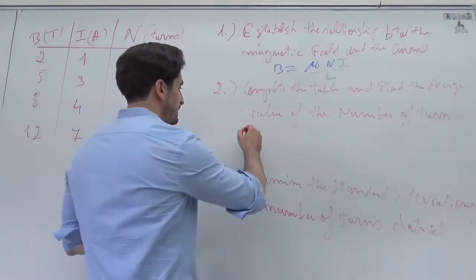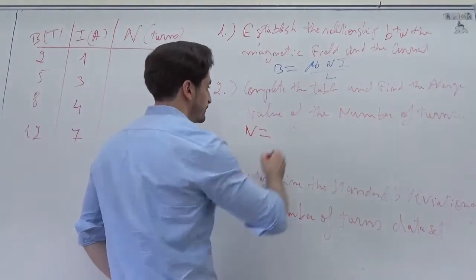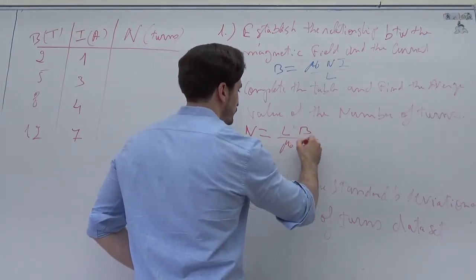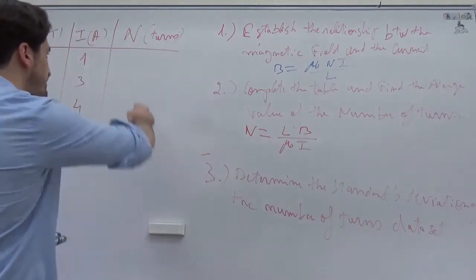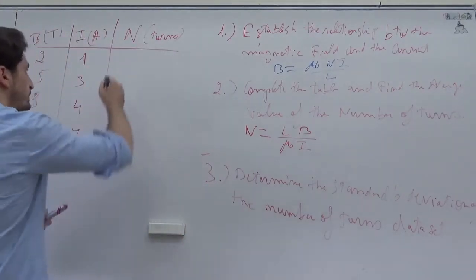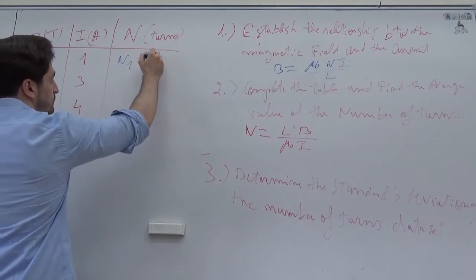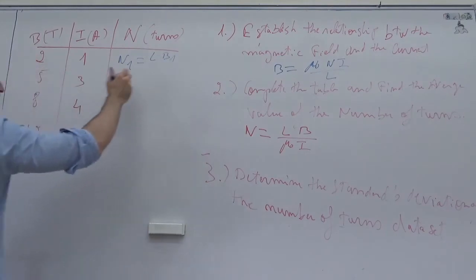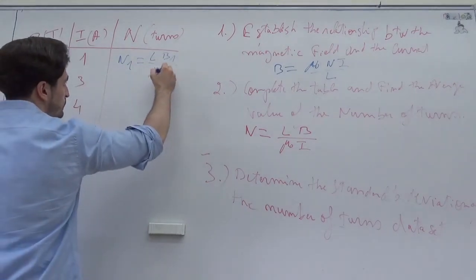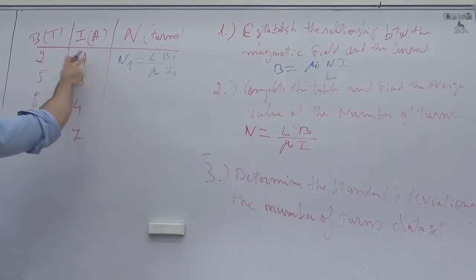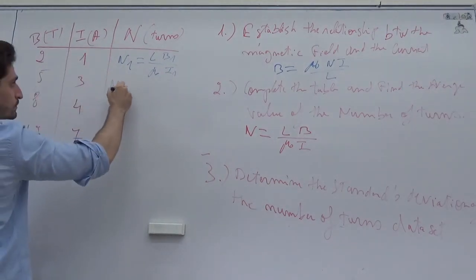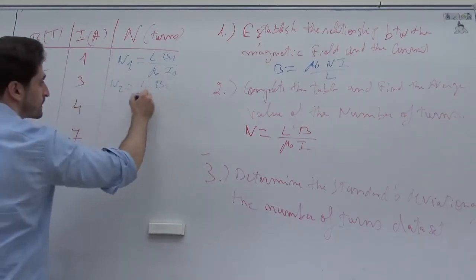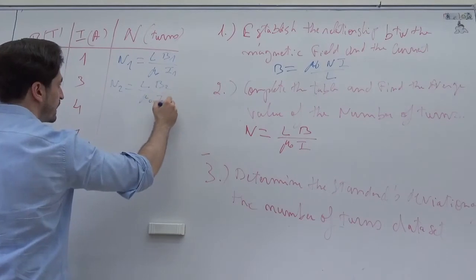So in that case, the number of turns is equal to the length times the magnetic field over mu0 times I. So over here we start by finding each number of turns. So N1 is equal to L times B1, which is the first value over here, divided by mu0 times I1, which is the first value of the current. Then N2 would be equal to L times B2, which is 5, over mu0 times I2, which is 3.